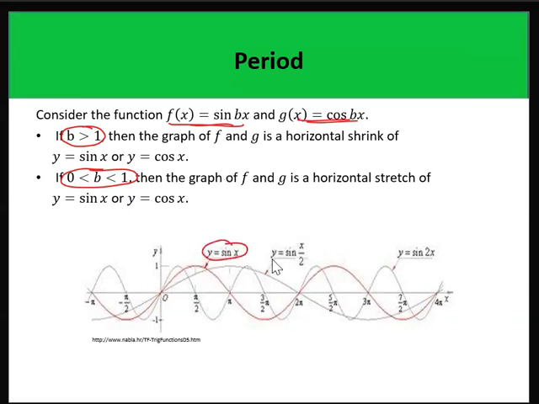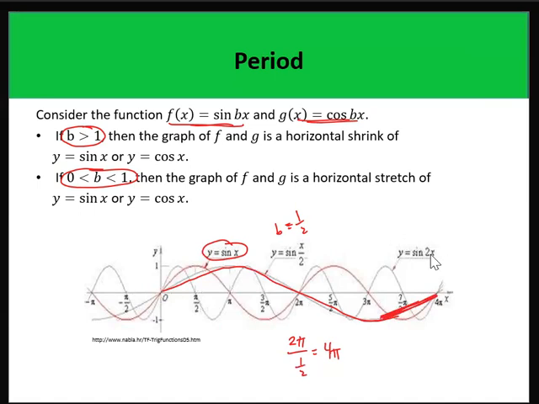Now, if we want to graph y is equal to sine of x over 2, then that means b is equal to 1/2, which means that the period for sine of x over 2 will be 2 pi over 1/2, which is equal to 4 pi. So that means from 0 to 4 pi, we will see one pattern of the sine function. So which is this one. Now, this is the one repeating pattern of the sine function.